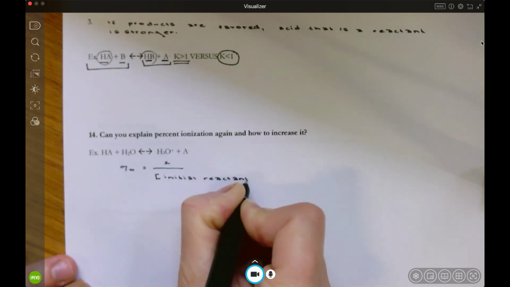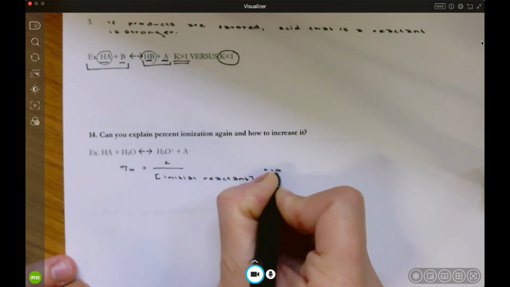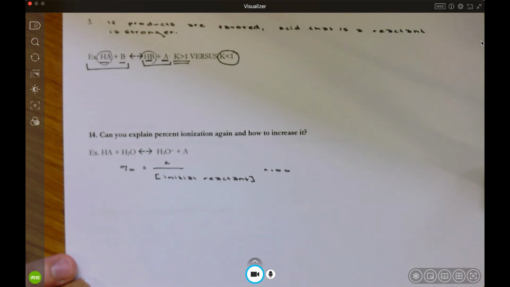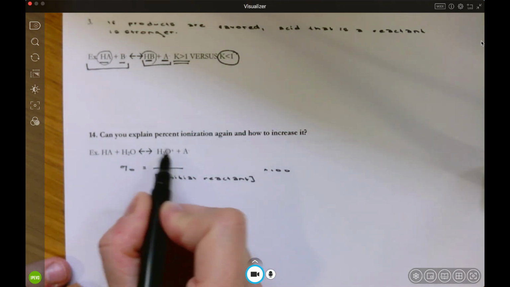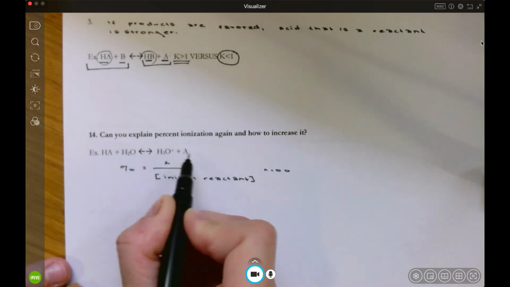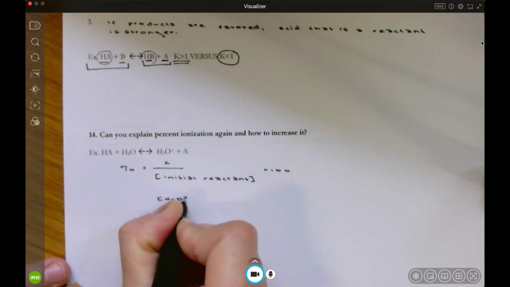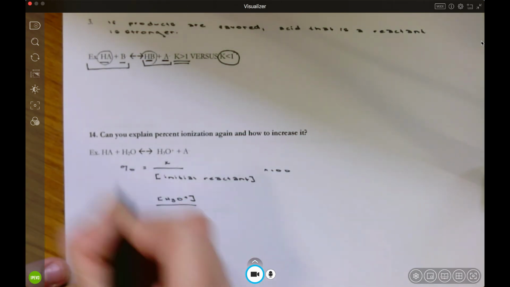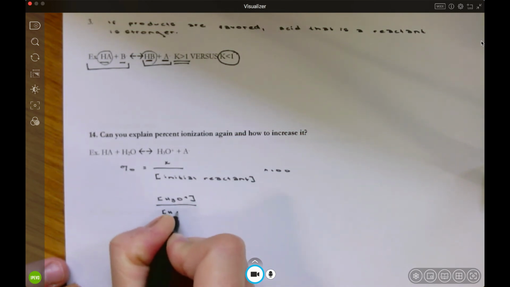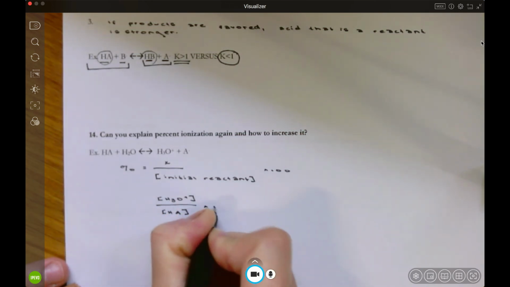So for this problem, and then we're going to multiply by 100. My X is going to be either my concentration of H3O+ or A minus, one of those. So let's just say it's H3O+, divided by the initial concentration of HA. And then I'm going to multiply by 100.